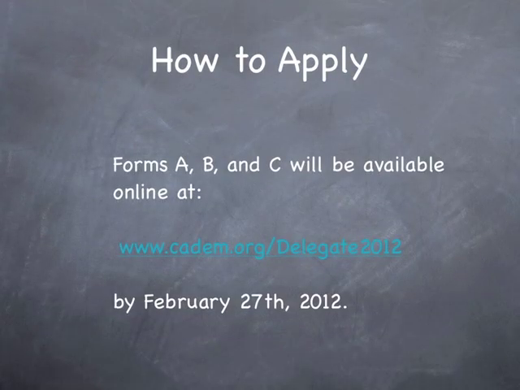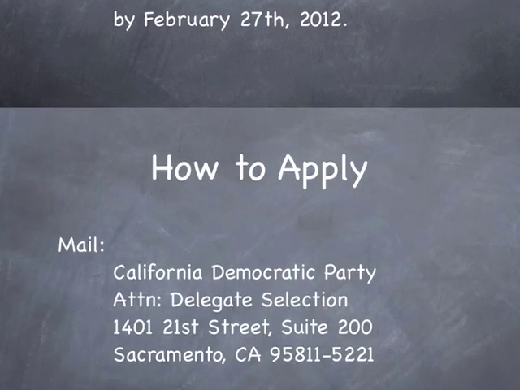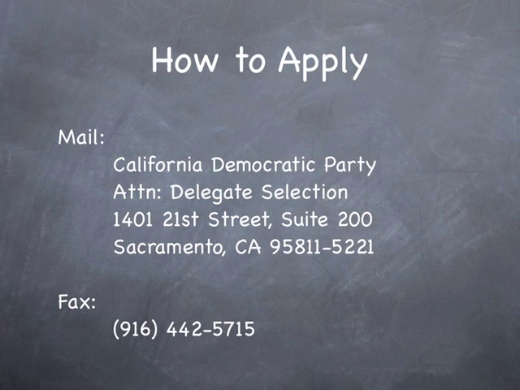Forms A, B, and C are currently available online at www.cadem.org/delegate2012. Whether you complete the form online or download it to fill it out, you need to sign the application or the PDF receipt emailed to you and either mail it to the California Democratic Party or fax it to the number listed here.